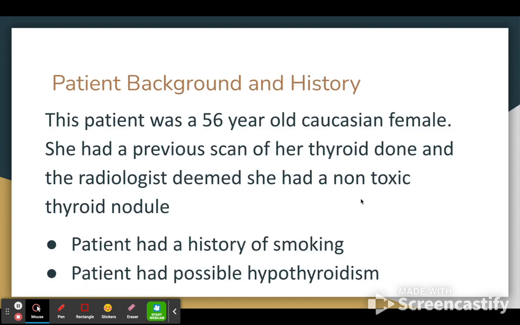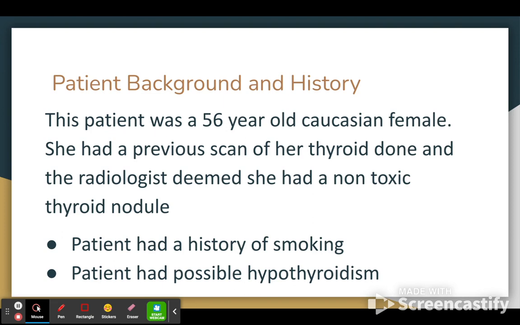So the patient background and history, this patient was a 56-year-old Caucasian female. She had a previous scan of her thyroid done, and the radiologist deemed she had a non-toxic thyroid nodule. That's what she was here for. That's what the diagnosis was. So they were monitoring this previous thyroid nodule that they had known about.